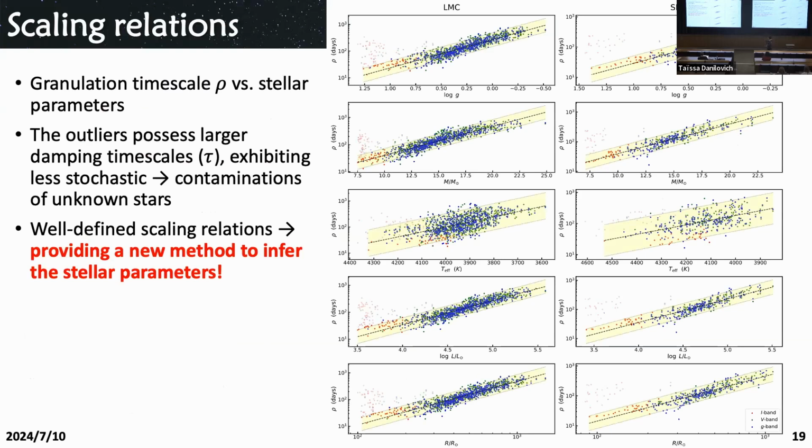The outliers shown in transparent dots may be contaminations of other unknown types of stars, so we remove them from our analysis. But for the rest of the stars, there are well-defined scaling relations, and it may be a new way to infer the stellar parameters using only the light curves, without spectra.